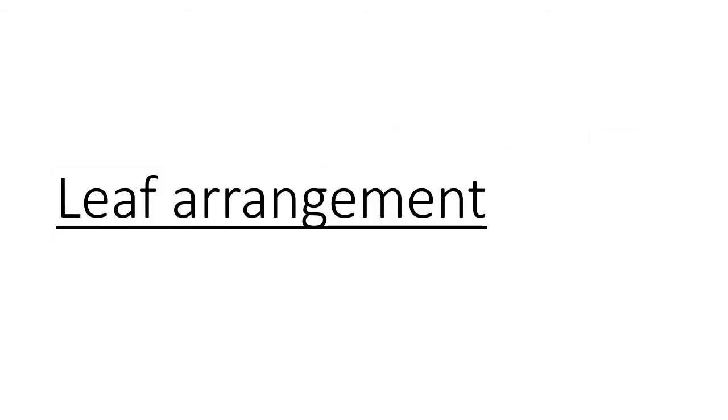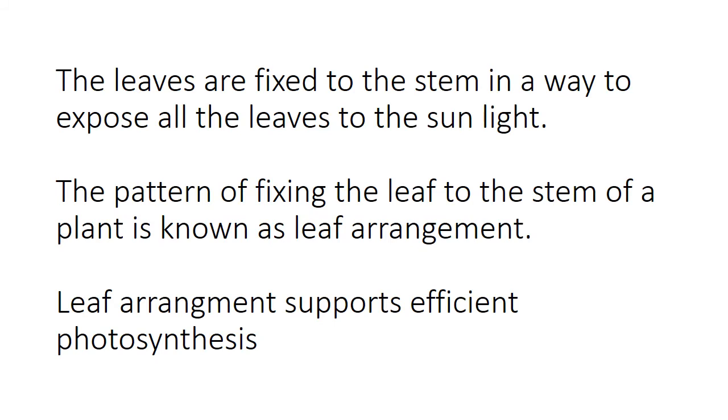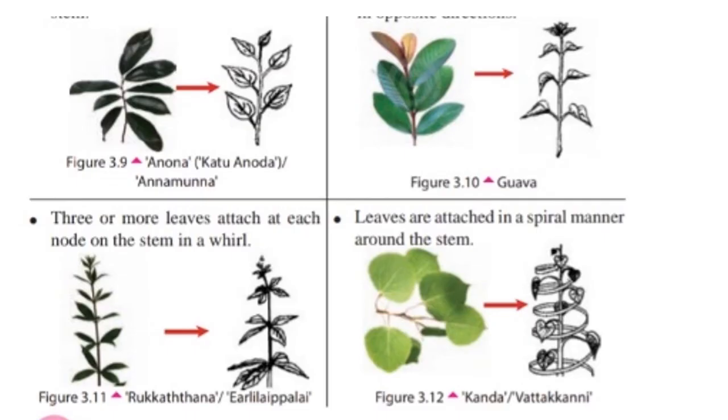So now we are going to discuss leaf arrangement. The leaves are fixed to the stem in a way to expose all the leaves to sunlight. The pattern of fixing the leaf to the stem of the plant is known as leaf arrangement. Leaf arrangement supports efficient photosynthesis. Now you can see some leaf arrangements of plants.